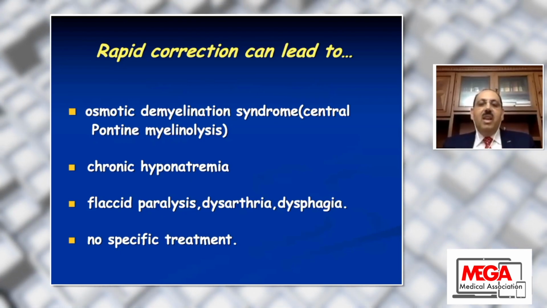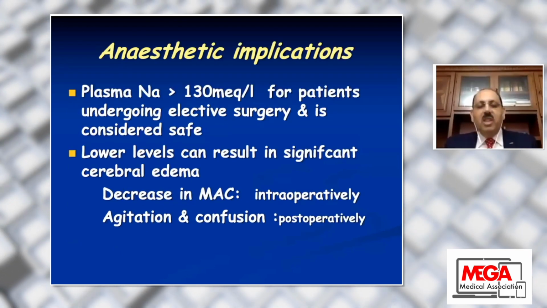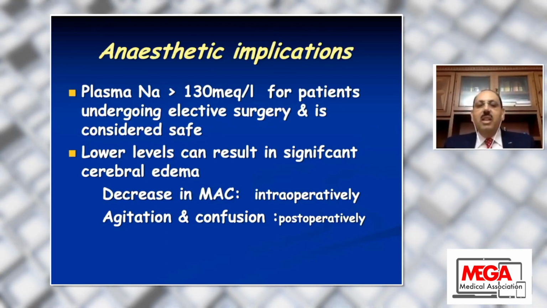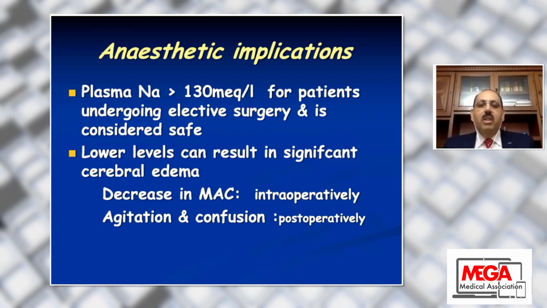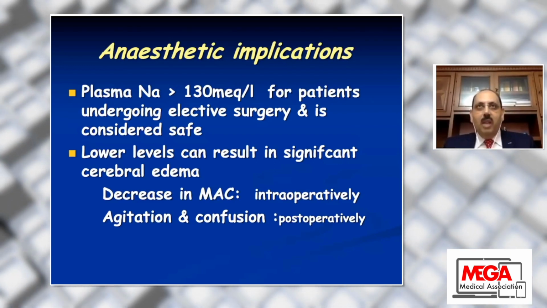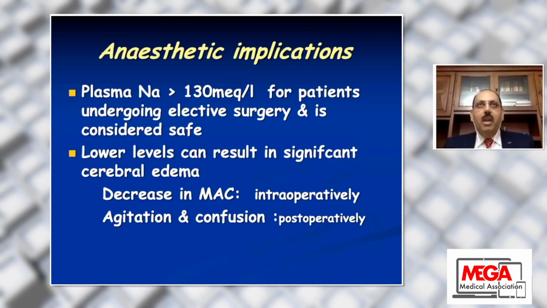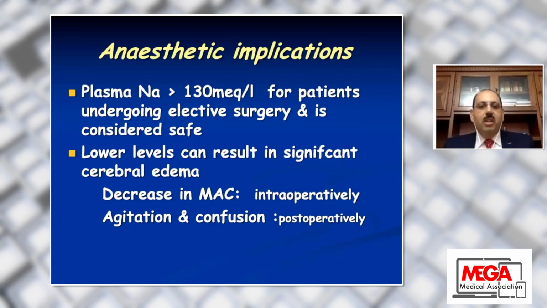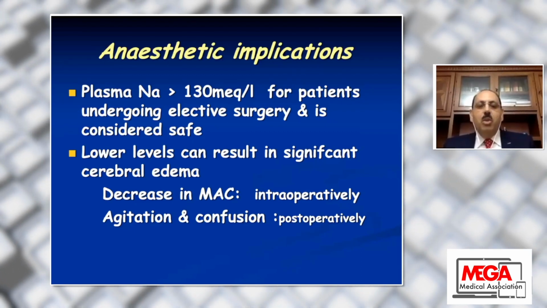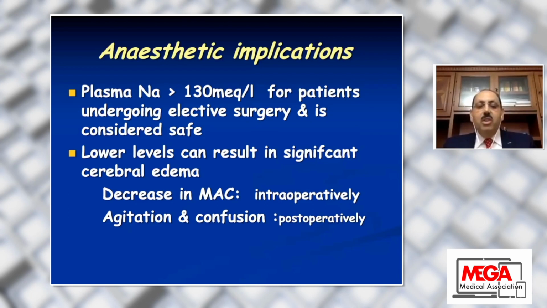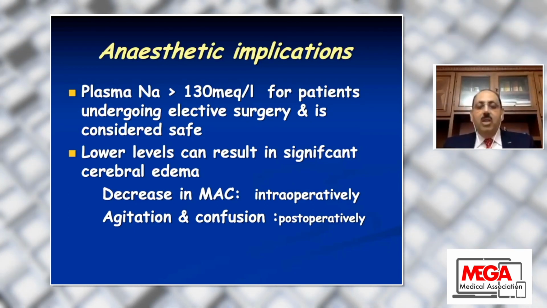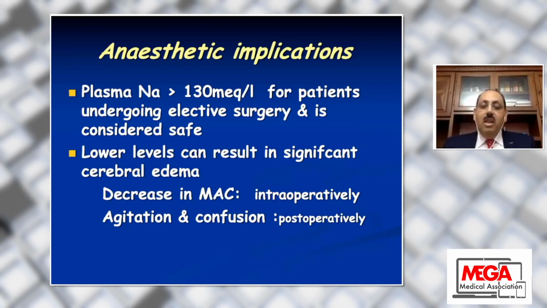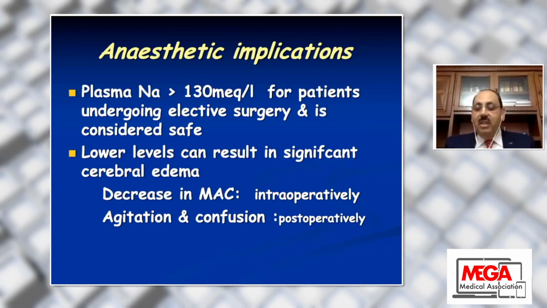Anesthetic implications: we have to correct the plasma sodium preoperatively. It should reach at least 130 milliequivalent per liter, by calculating the deficit and giving the saline or hypertonic saline in a slow gradual manner before any elective surgery, because a lower level during surgery will result in cerebral edema. So we have to expect a decrease in the MAC, postoperative agitation and confusion, and delayed recovery.